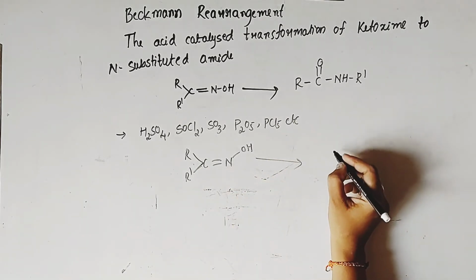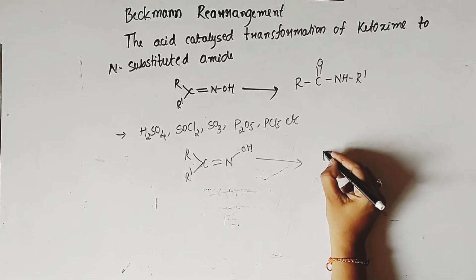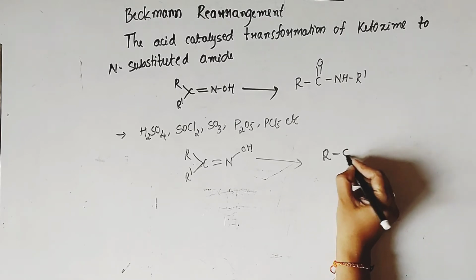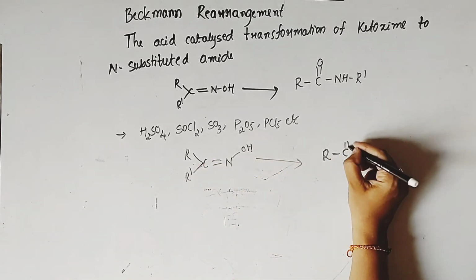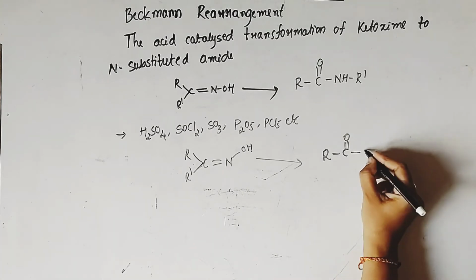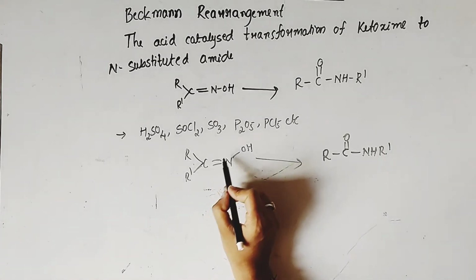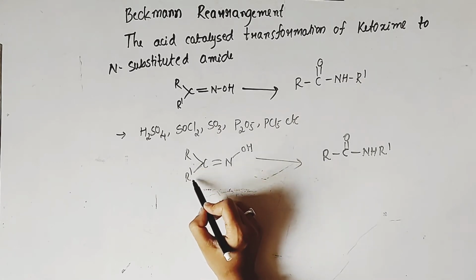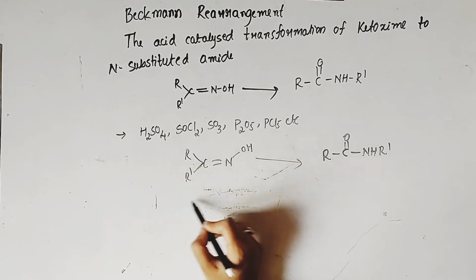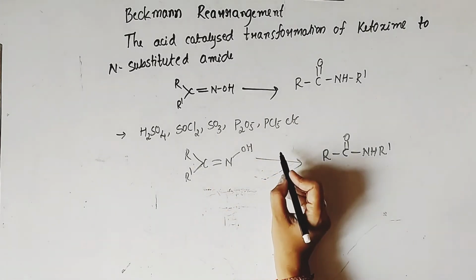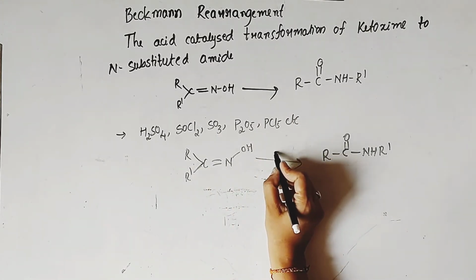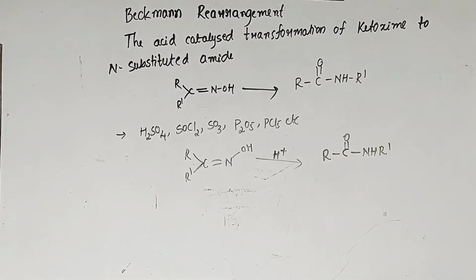So we will get the product here, that is R. See, that carbon will be converted into a carbonyl, and here NH R dash. So here the R dash, that is this alkyl group or aryl group, is trans to this OH. So it gets migrated here. So the overall reaction will take place in any acid. So simply I will write H plus here.